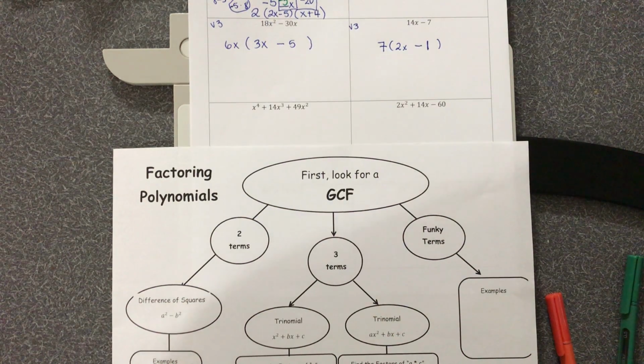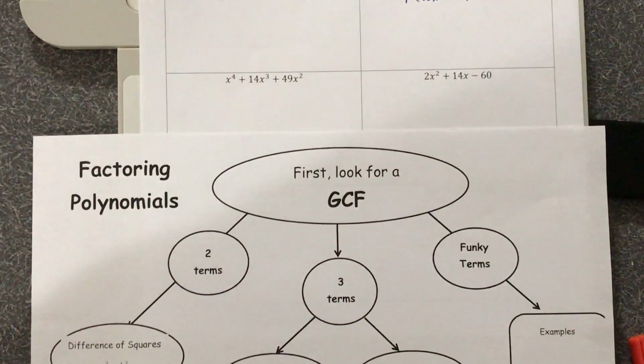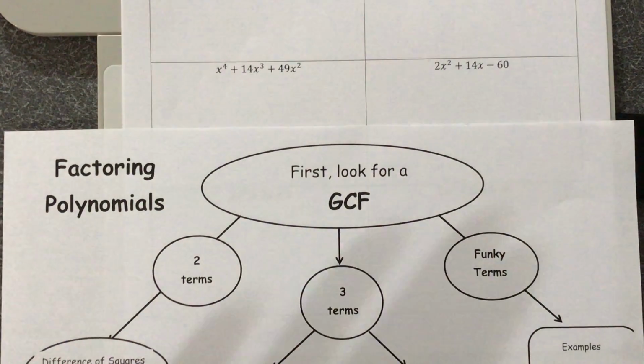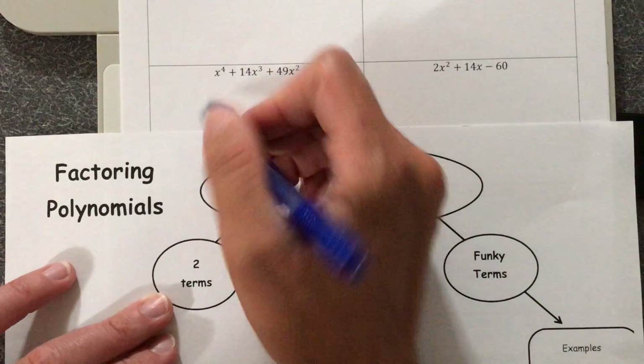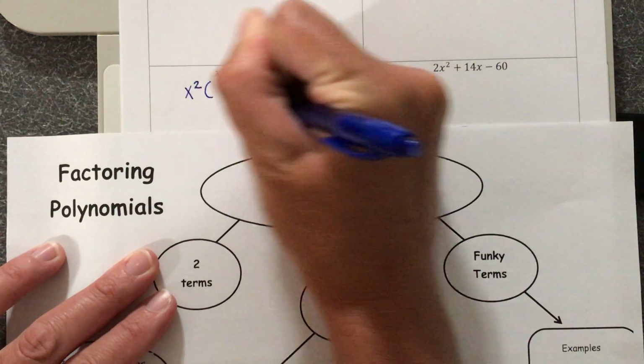It's super important. So what do you notice about all three of these terms? What do they all three have in common? Well, they all three have x's in common, and they have at least an x squared. So it looks like I have an x squared for my GCF.